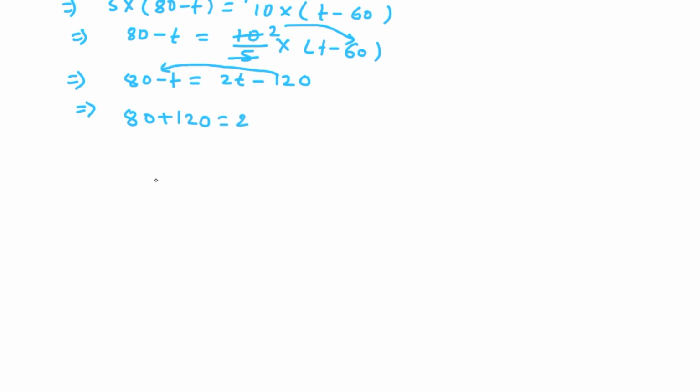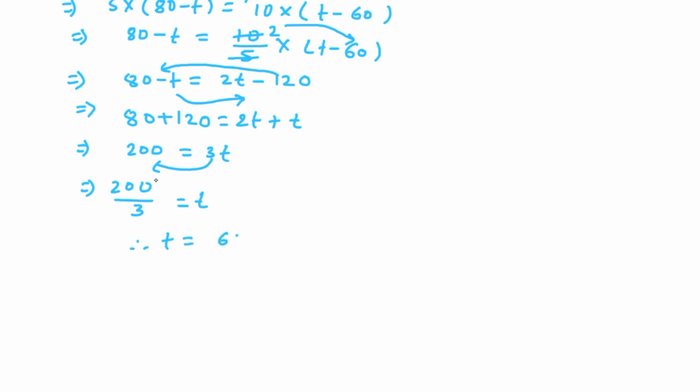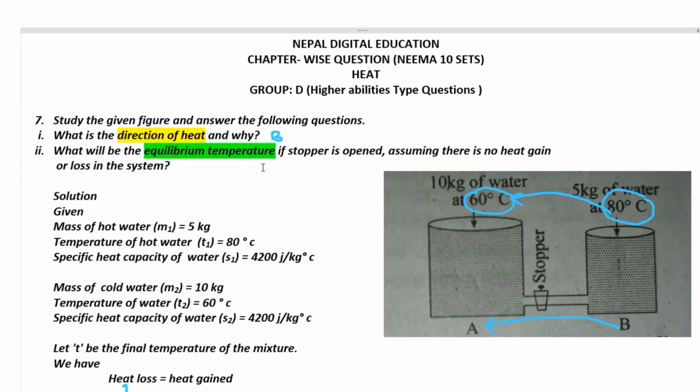Then it becomes 80 plus 120, bring this 120 this side, just separate the constant and variable, plus T, then it becomes 200 equal to 3T. So 200 divided by 3 equals T. It is in multiplication, so it comes in division. So just divide it. 200 divided by 3 becomes 66.66 degrees Celsius. So this is the required temperature if a stopper is opened, assuming there is no heat gain or loss in the system.